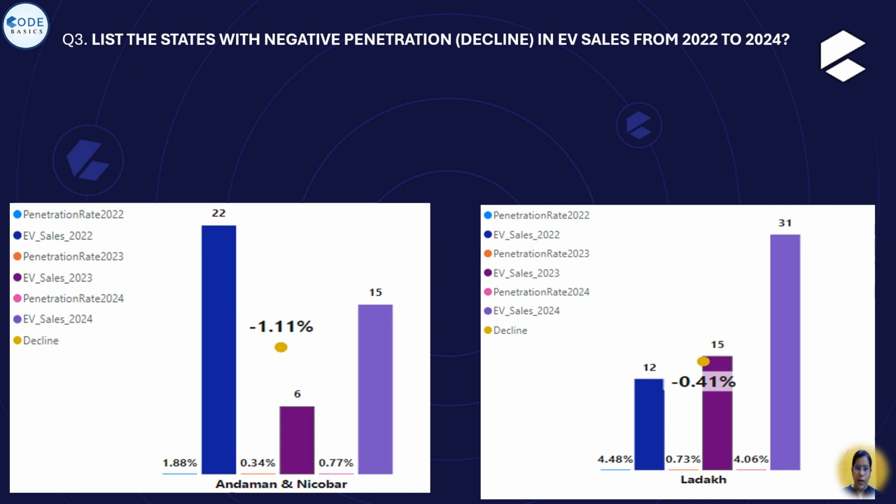List the states with negative penetration in EV sales from 2022 to 2024. Now here we have a decline of minus 1.11% in case of Andaman and Nicobar, and in case of Ladakh, here we have a decline of minus 0.41 percentage.